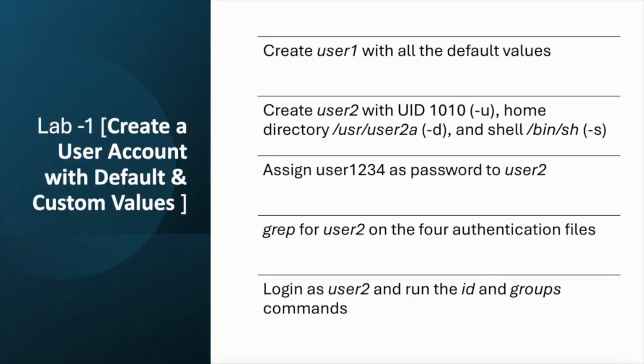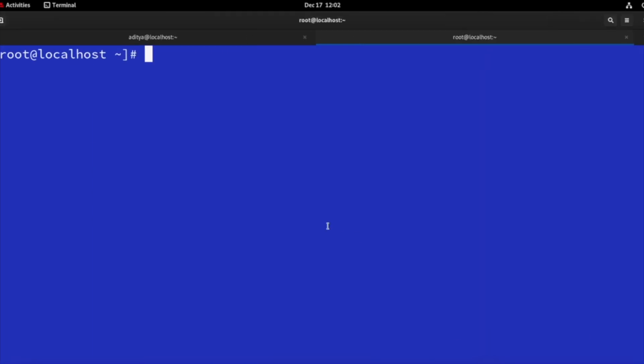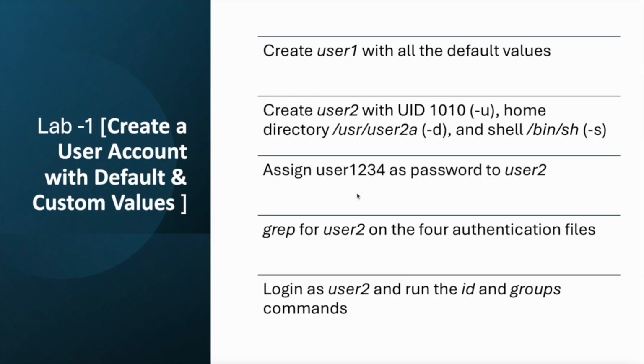Here the first lab is to create a user account with default and custom values, where the first query is to create user1 with the default values. It's simple. It is asking me to just create one user named user1. So the command to add a user is useradd followed by the username, so in our case it is user1. Task complete.